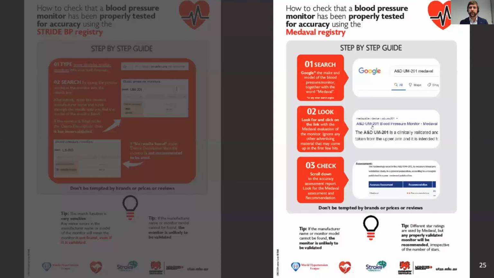And then the other registry is the Medival registry. So that's the one that I mentioned earlier, which contains both validated and non-validated devices. And we've got the step-by-step guide on how to use that, which is a bit different to the STRIDE registry. Each registry has its own strengths and limitations. So we've tried to give an overarching picture of all of these. Next slide, please.